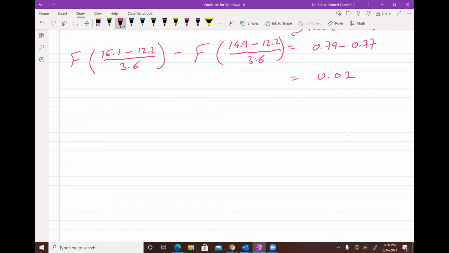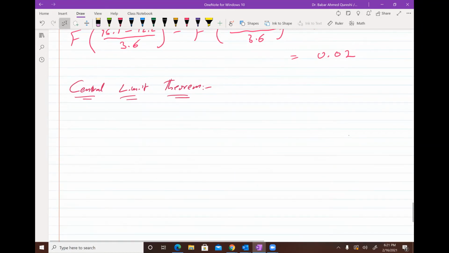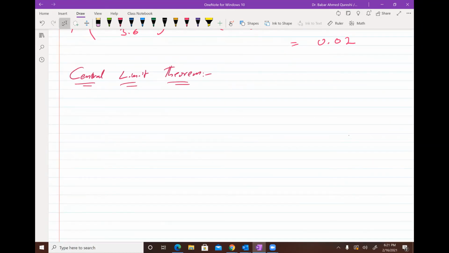Now, sticking to this example, let's do something more. And now we are invoking our central limit theorem. So can you scroll up a bit? Okay, thank you. Now this theorem, let me just write it again. I can divide it into two parts.